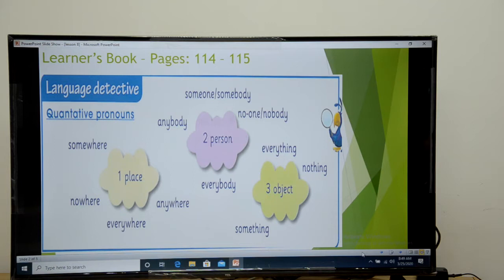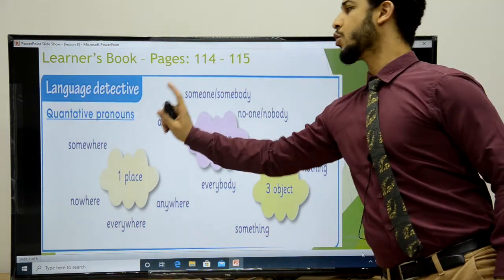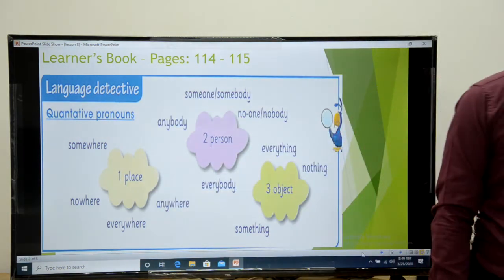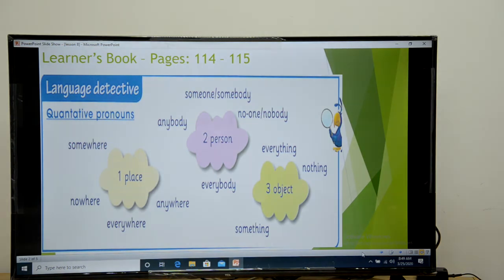So again, what we said about the quantitative pronouns of place. We have four: somewhere, everywhere, nowhere, and anywhere. Somewhere and everywhere give affirmative meaning, not question and not negative. And the difference in the meaning: somewhere means in some places, not all the places, but everywhere means in all the places.